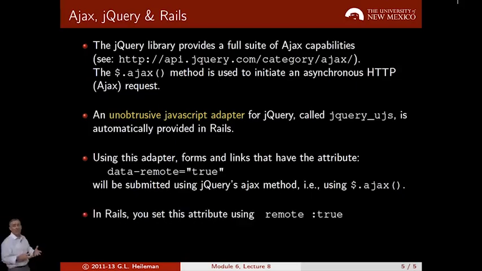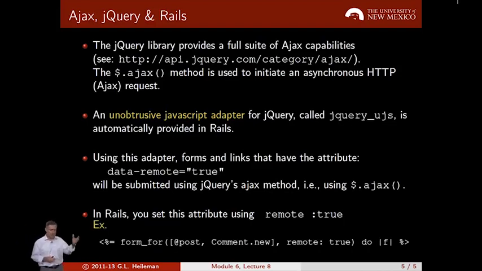Now in Rails, you can set this attribute using remote: true. Here's how. This is embedded Ruby that I assume is in your form in a view, and so that's what this <%= means. And there's a form for posts and comments. We've already created this, and I'm simply adding comma remote true, and this makes this an asynchronous request.